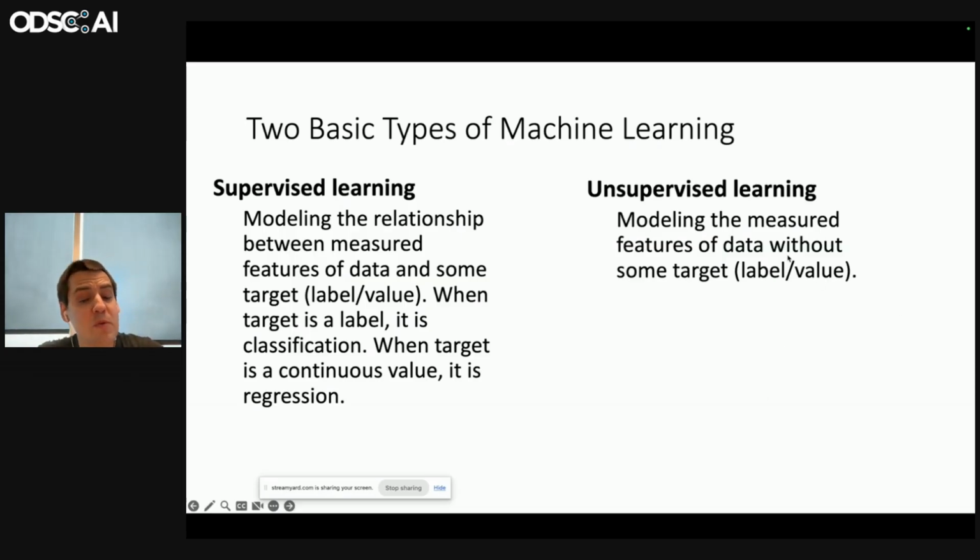And as far as unsupervised learning, as we'll see, it's modeling the measured features of data without some target. What that means is you're trying to extract structure from the data. You don't necessarily have a label that you're trying to predict. Sometimes you do this to understand your columns of data. Sometimes you do this to segment your customers in some meaningful way so you can market more efficiently.